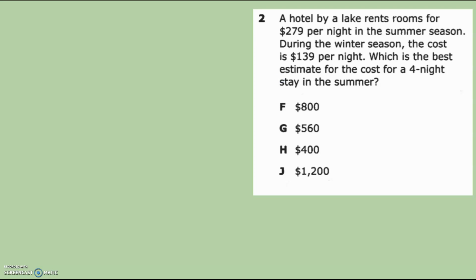Number 2 says a hotel by a lake rents rooms for $279 per night in the summer season. During the winter season, the cost is $139 per night. What's the best estimate for the cost for a 4-night stay in the summer? First of all, I know that I don't need this information about the winter. The second thing I need to pay attention to is this word estimate. I need to estimate in order to find the answer, which means I'm going to round.